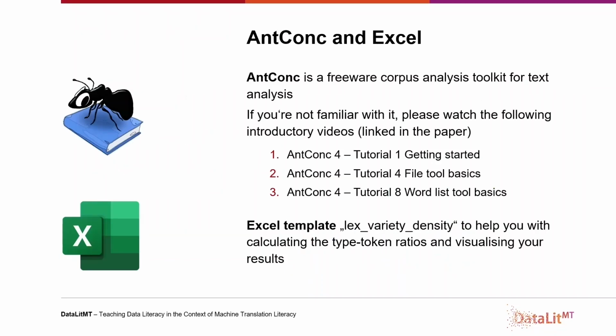AntConc is a freeware corpus analysis toolkit for text analysis. We recommend that you watch the following introductory videos, which are linked in the paper. Tutorial 1, Getting Started. Tutorial 5, File Tool Basics. Tutorial 8, Word List Tool Basics. For Excel, we've created a template that makes it easier to calculate the type-token ratios and visualize the results. You can download the template via the link in Chapter 4 of the paper. For the analysis and some examples, we're now moving onto the tool part.